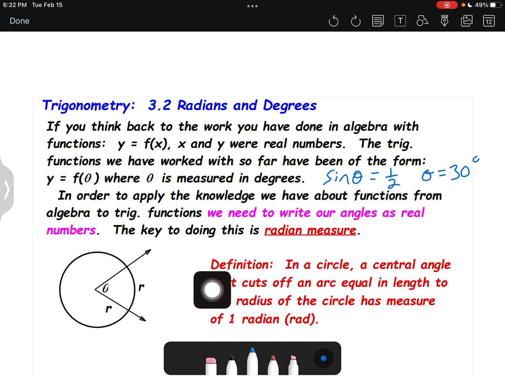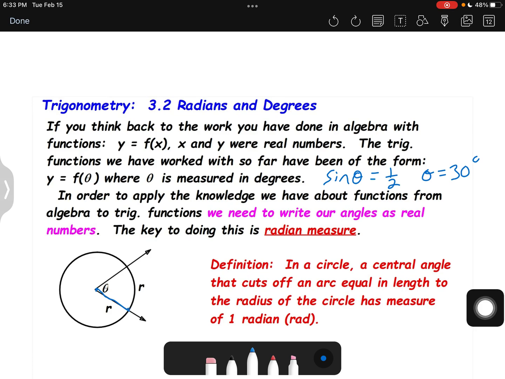So another way to talk about the measurement of an angle is called the radian measure. The definition is this: in a circle, a central angle that cuts off an arc equal in length to the radius is called 1 radian, a measurement of an angle. In other words, this length of the radius, from the center of the circle out to the edge of the circle, is the radius of the circle.